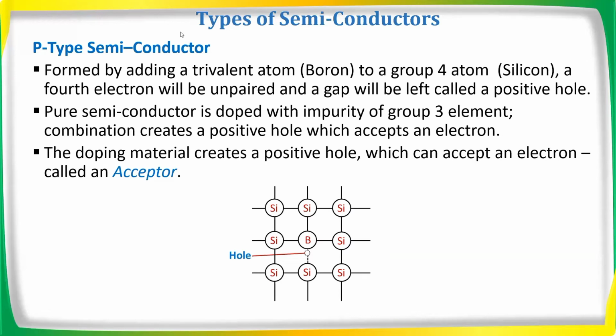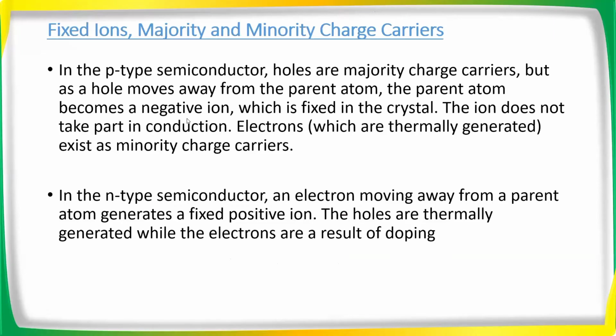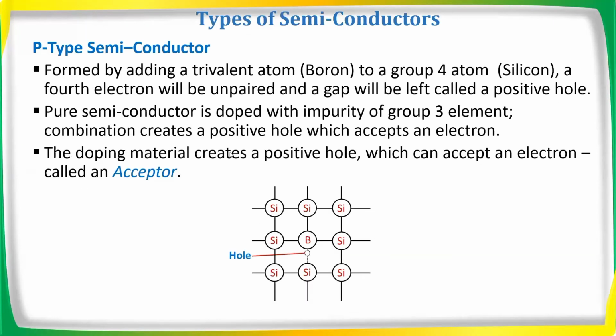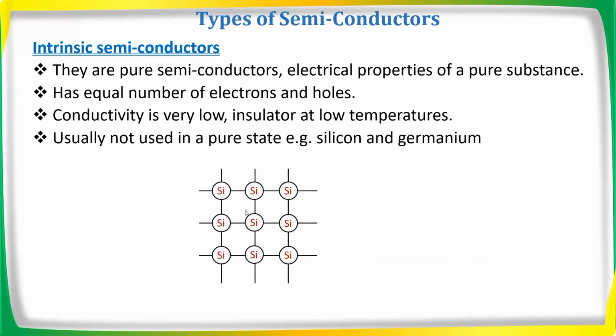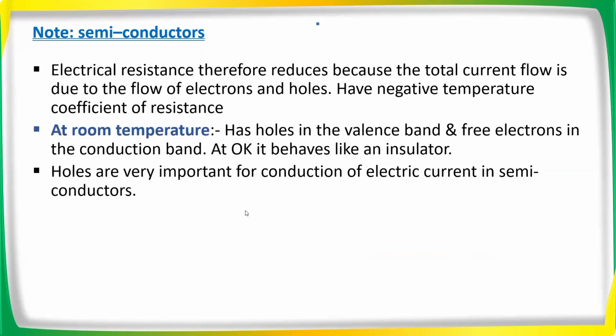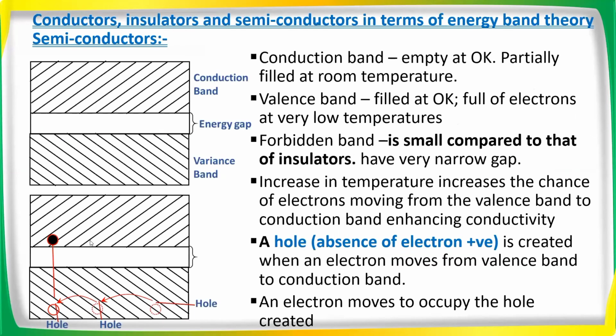Now, because this boron is expecting to get an electron because of the creation of the hole, we call it an acceptor atom, because it is supposed to accept an electron. Now, in all this, if you look at the original part where I talked about the intrinsic semiconductor, when you increase the temperature of this semiconductor, the electron moves to the conduction band, and a hole is created here.